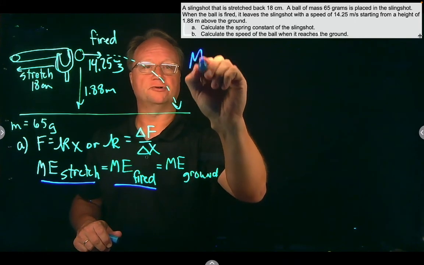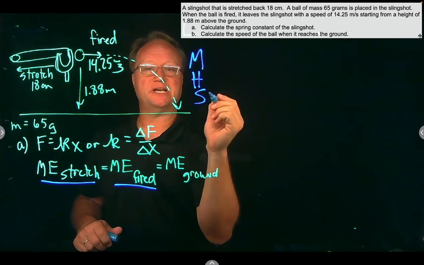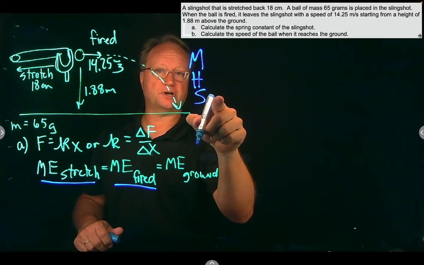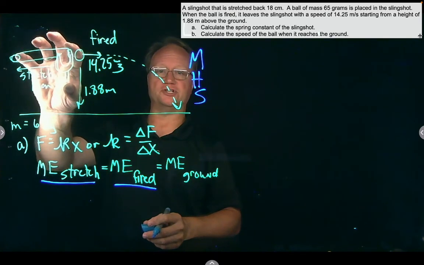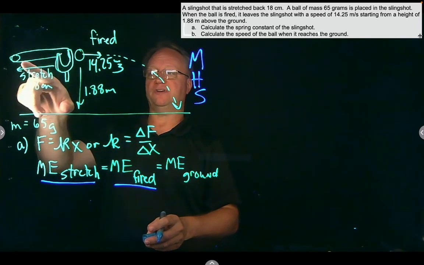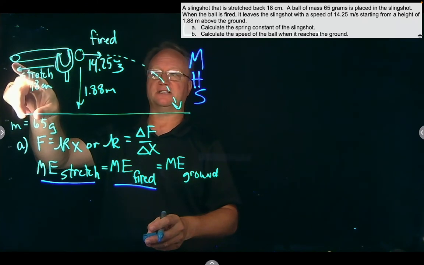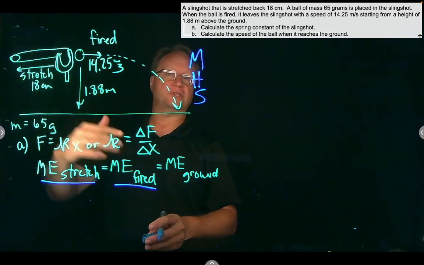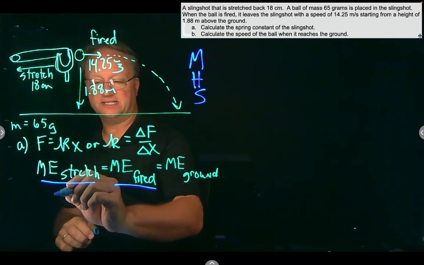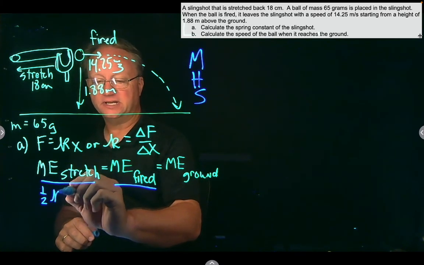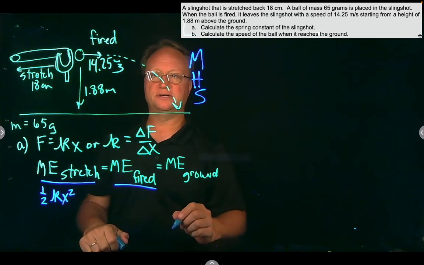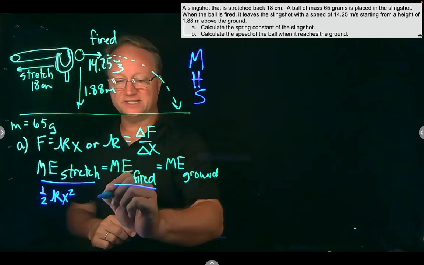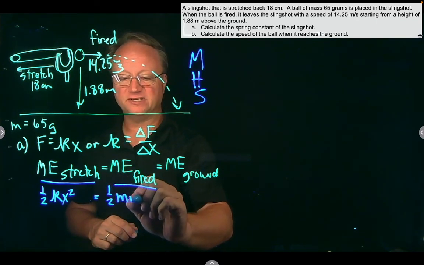Remember our three all-important questions. MHS. Is anything moving? Is anything raised to a height? Is anything stretched or compressed? So, when we ask those questions about the initial instant, moving, no, the ball's not moving when it's stretched back. Raised to a height, the height doesn't change from the stretched to the fired, so that would be a no. Stretched, yes. So the only thing we fill in here is a 1/2 kx squared. Asking the same three questions about the fired, the only thing we answer yes to is the 1/2 mv squared.